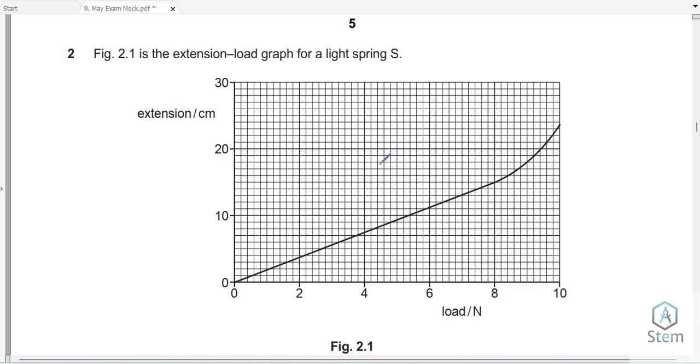We have another version of Hooke's law, maybe not Hooke's law exactly, but this is the loading of the spring. The diagram shows the extension load graph for a light spring, and we can see the graph is a straight line up to here. So this point where the graph starts to bend has a name. I will ask you, what is that name?